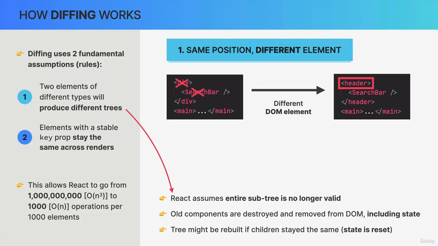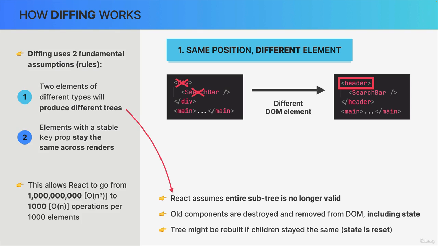So if the child elements stayed the same across renders, the tree will actually get rebuilt. But it gets rebuilt with brand new elements. And so if there were any components with state, that state will not be recovered. So this effectively resets state. And this has huge implications for the way that React applications work in practice. And that's why we will see some examples of this behavior in the next lecture.